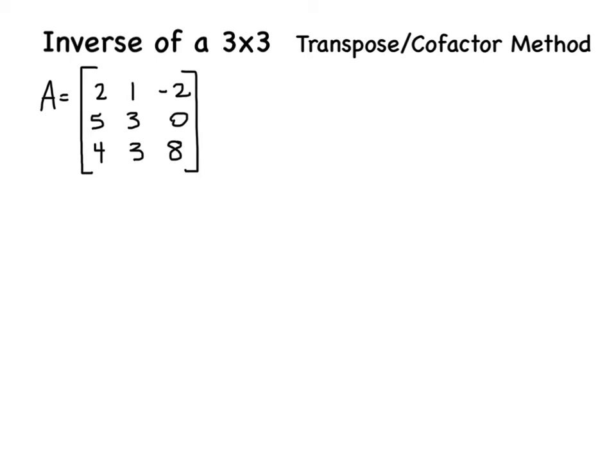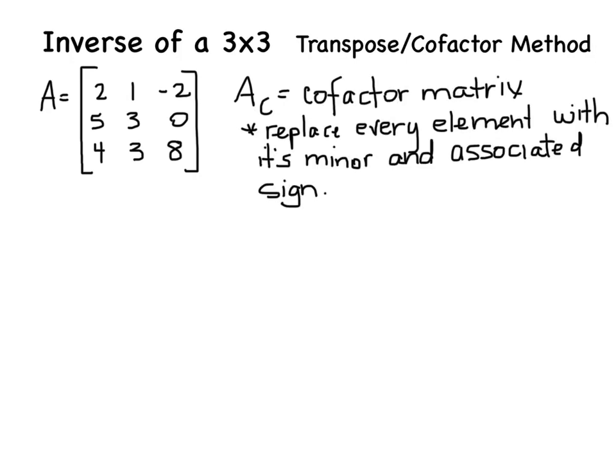So the first thing we need to do is we need to create what's called A sub C, which is the cofactor matrix. So the A sub C is the cofactor matrix where we're going to replace every element in the matrix with its minor and its associated sign. Okay, so here we go. A sub C.